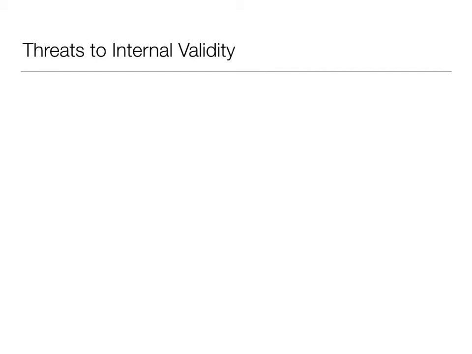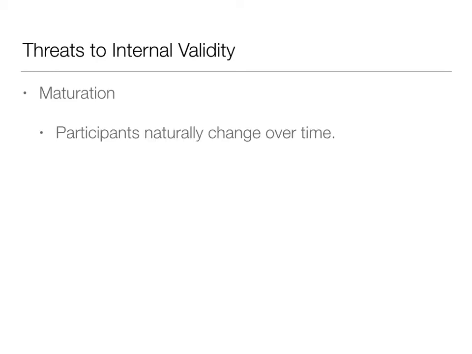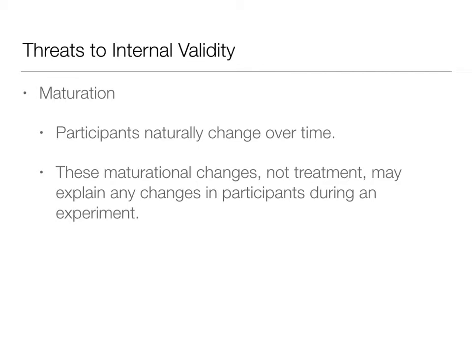Another threat to internal validity is maturation. This is the idea that participants just naturally change over time. We mature, right? So as a developmental psychologist, I have that lifespan perspective that development is conception to death. None of us are done, and we're all changing all of the time. And that's what this maturation risk to internal validity is saying. It's saying that these maturational changes, not the treatment, may explain any changes in a participant during an experiment, okay?